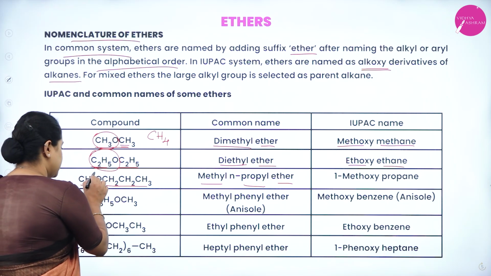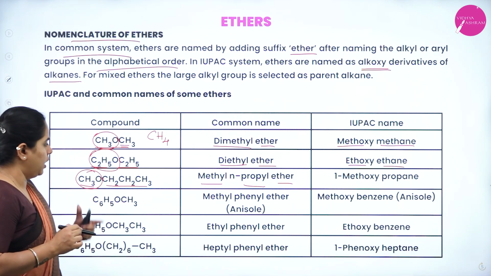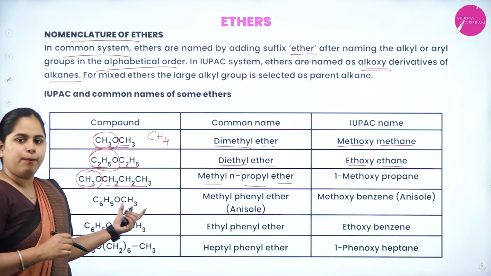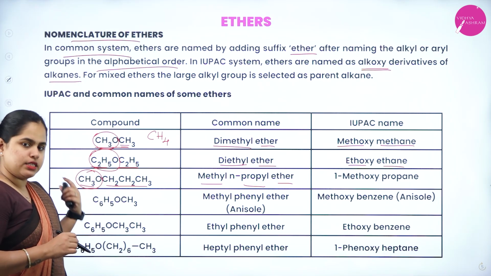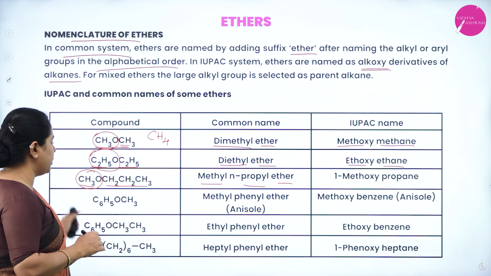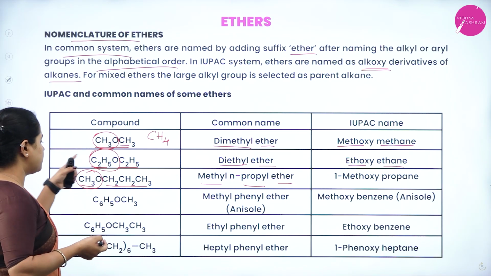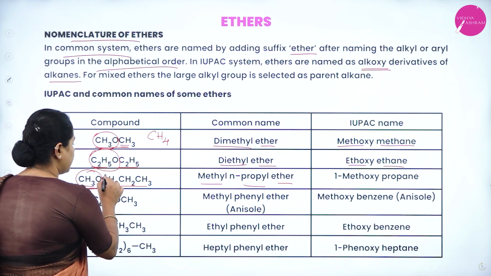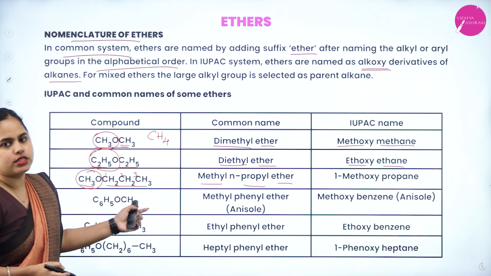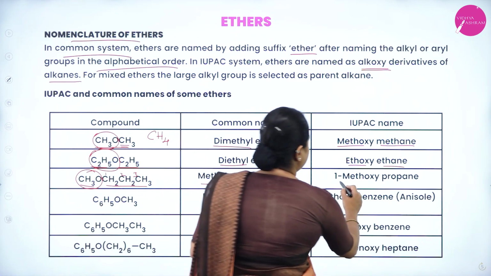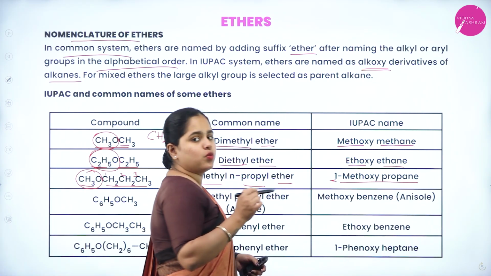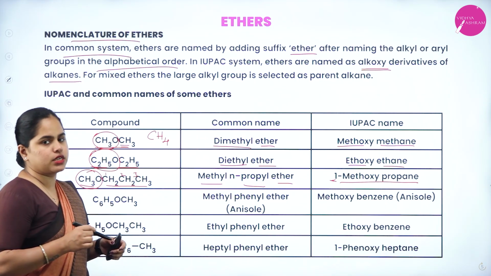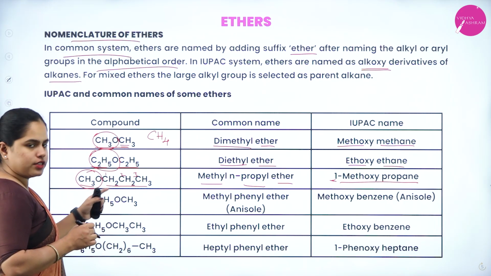IUPAC nomenclature, how do you write it? Considering methyl and propyl, methyl will be the smaller one, so that will be considered as the alkoxy. So this will be methoxy. And how many carbon atoms are here? 1, 2, 3. So it is propane. So it is methoxypropane. You can write it as 1-methoxypropane because the alkoxy is on the first carbon atom.